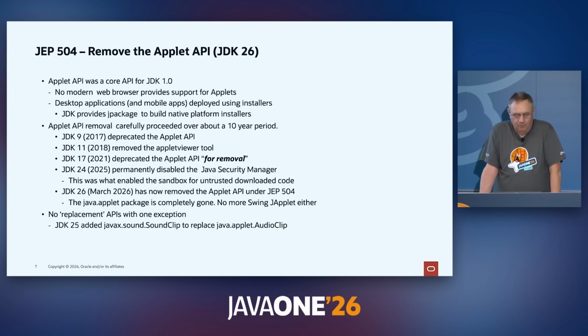So JEP 504, which I always thought would have been better if it was 404, but never mind, removed the applet API. This happened as far as users are concerned 2 days ago when we introduced JDK 26. And as I mentioned earlier, it was a core API back in the day, but its days became numbered as browsers became less interested in supporting it.